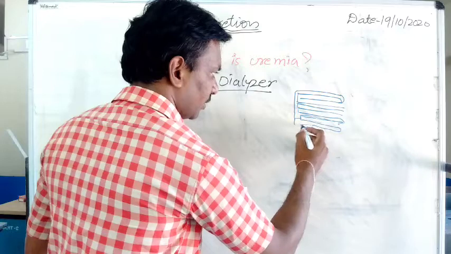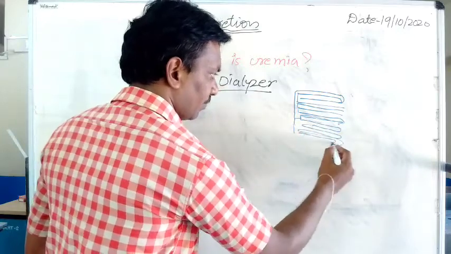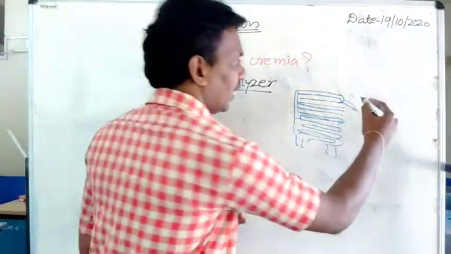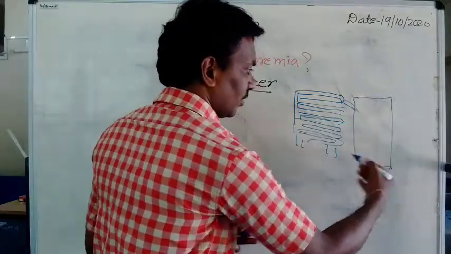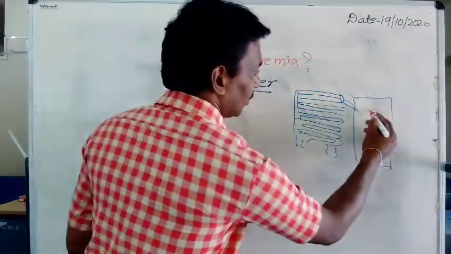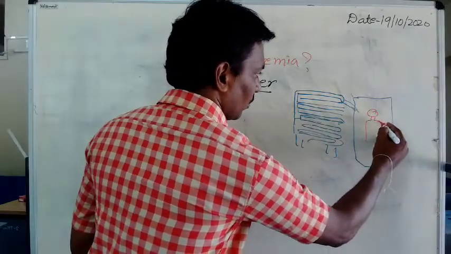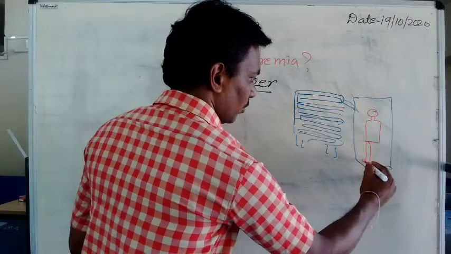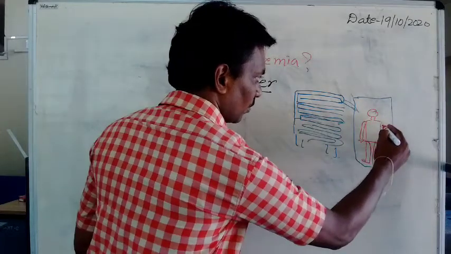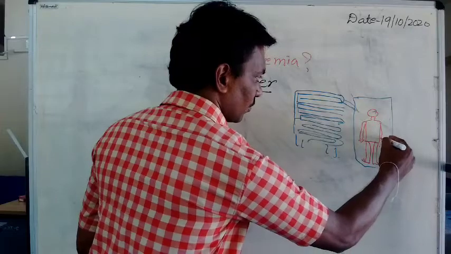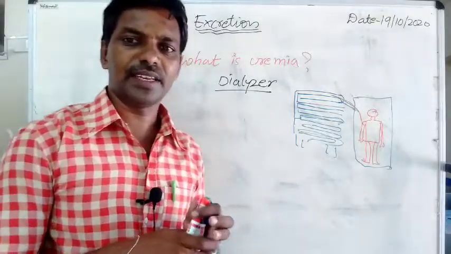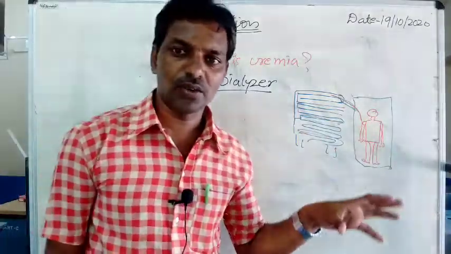By using these channels, they can insert. Here a bed-like structure is given in our textbook. The patient who goes for dialysis will be on the bed. Look there, there is a patient. From here, the patient's artery is connected to the dialyzer machine, the systemic aorta or aorta we call it.